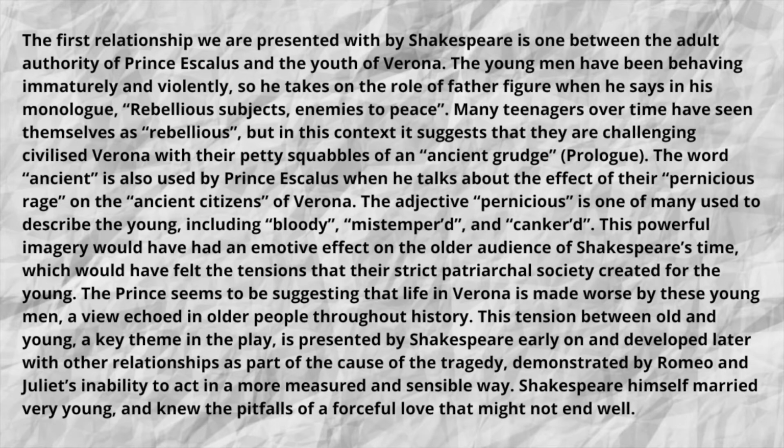The prince seems to be suggesting that life in Verona is made worse by these young men, a view echoed in older people throughout history. This tension between old and young, a key theme in the play, is presented by Shakespeare early on and developed later with other relationships as part of the cause of the tragedy, demonstrated by Romeo and Juliet's inability to act in a more measured and sensible way. Shakespeare himself married very young and knew the pitfalls of a forceful love that might not end well.